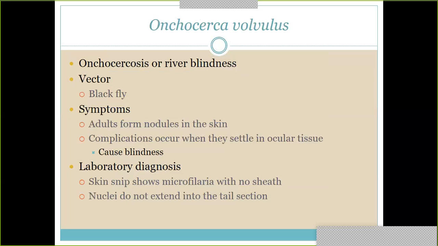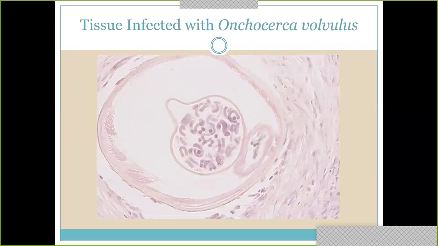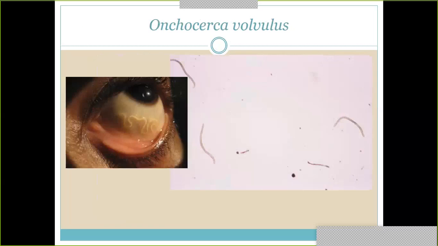And then Onchocerca volvulus is another eye one. It's called river blindness, also passed by a fly. And this has no sheath to it. This is a tissue infection with it. I gotta find a better picture. Here you can see it in somebody's eye. And then on the right, it's an unsheathed look to it.